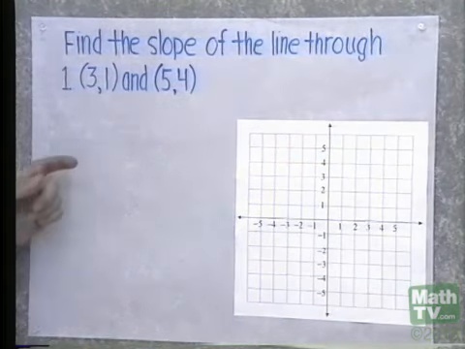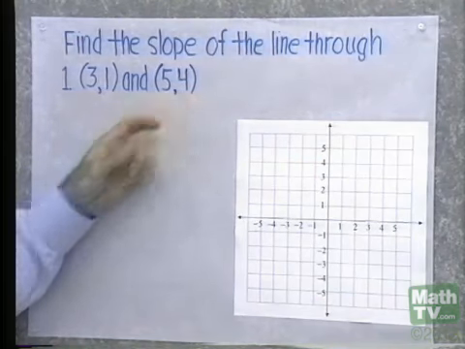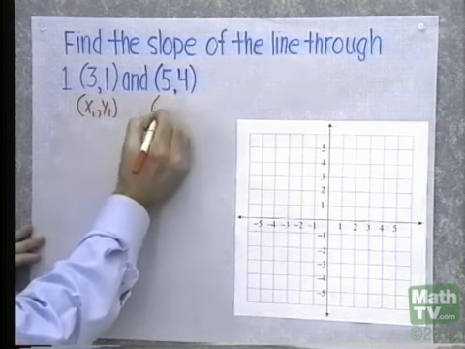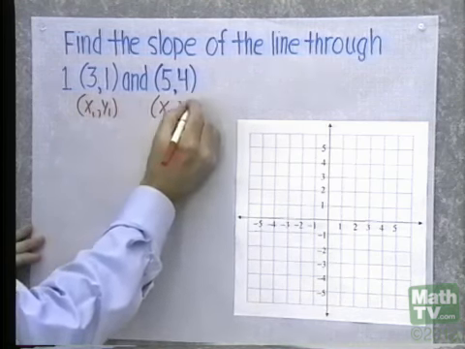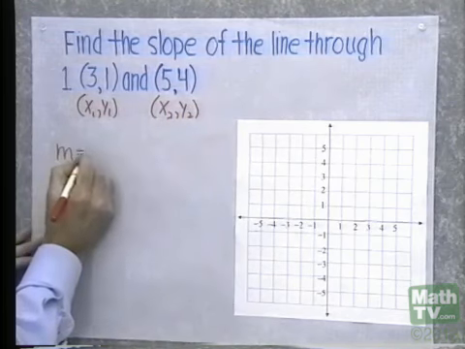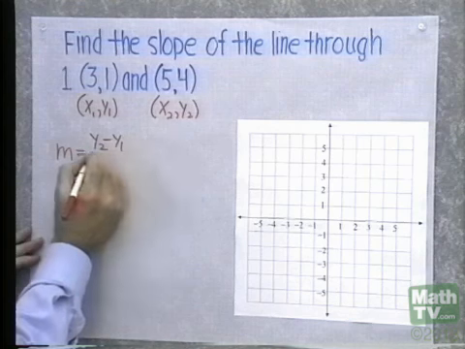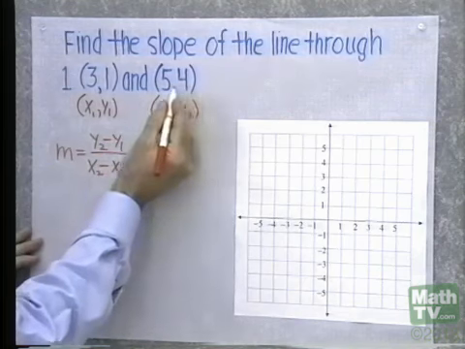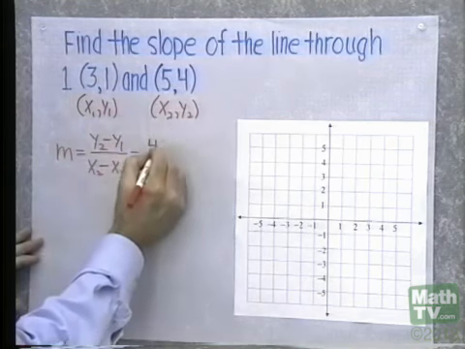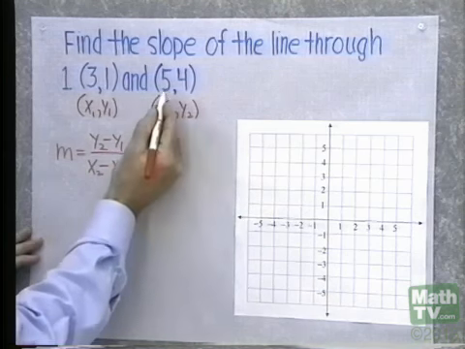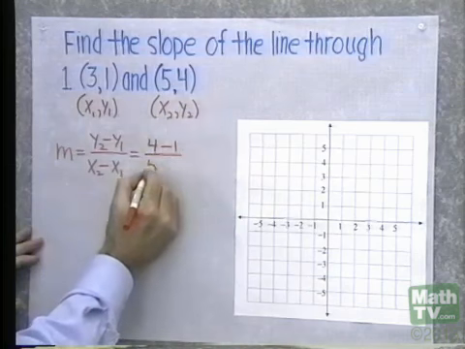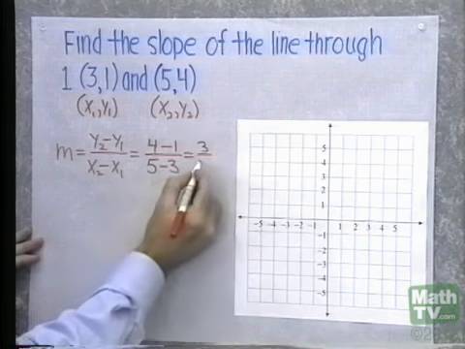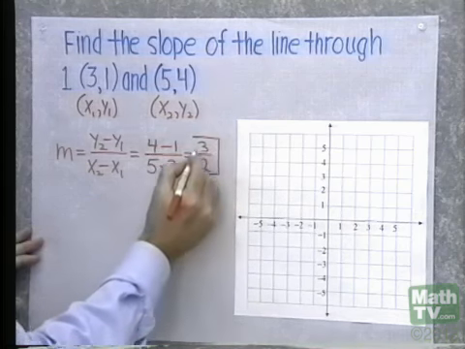I want to find the slope of the line that goes through the point 3, 1 and the point 5, 4. So what I'm going to do is assign this point coordinates x sub 1, y sub 1, and this point I'm going to assign coordinates x sub 2, y sub 2, so that I can use my formula m equals y2 minus y1 divided by x2 minus x1. So I'll take y2, which is 4, and subtract from it y1, which is 1. So I get 4 subtract 1 divided by x2, which is 5, subtract x1, which is 3. So 5 subtract 3. That gives me 3 in the numerator, and in the denominator I end up with 2. So I have a slope of 3/2.